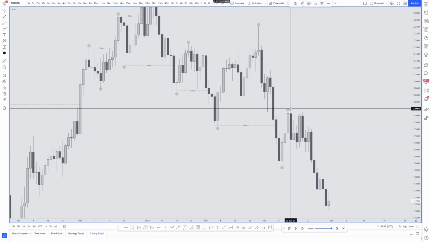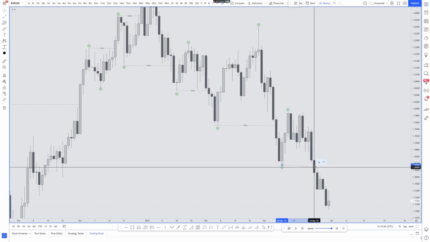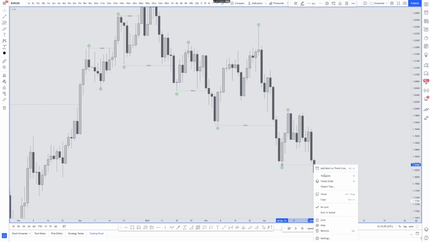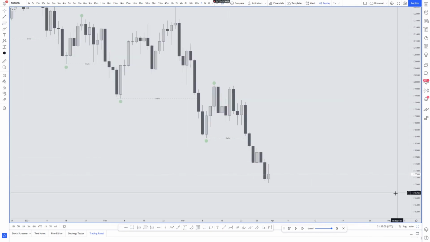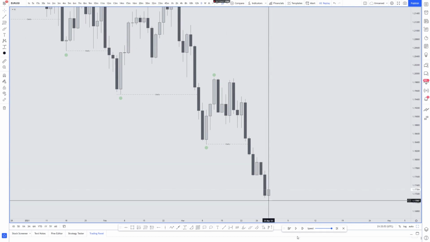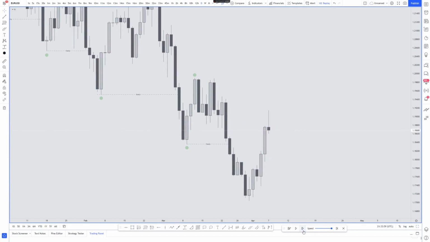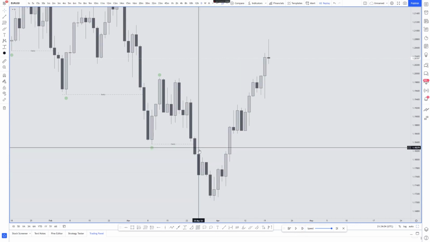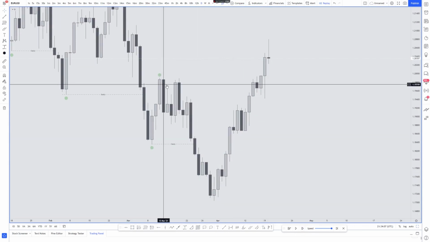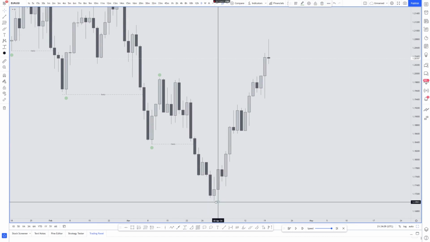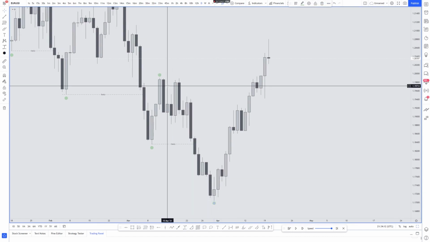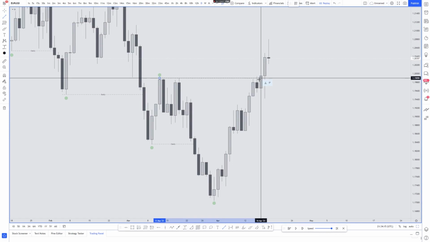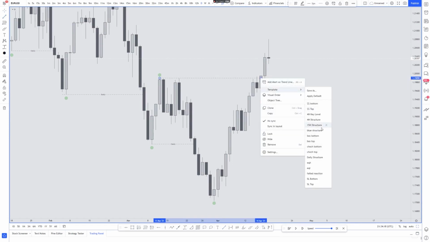So once again, we have a pullback here and you have another structure break. Now order flow is still continuing on down. We haven't had any real pullback worth mapping yet. And ultimately, order flow becomes bullish here. Unconfirmed bullish. So we have a high point that's been taken by that low point at the bottom.